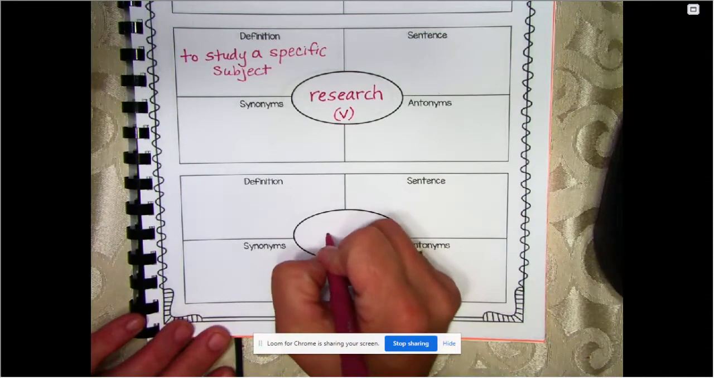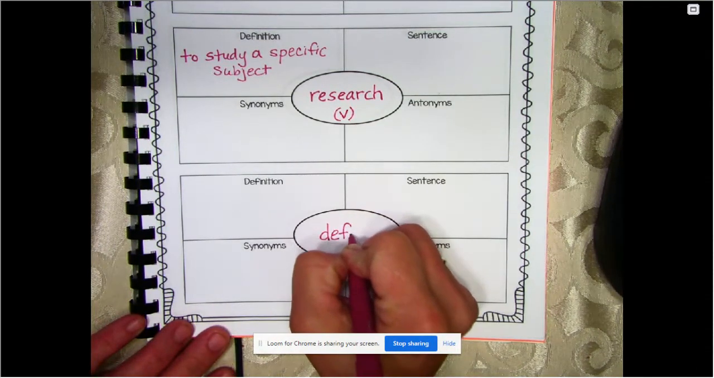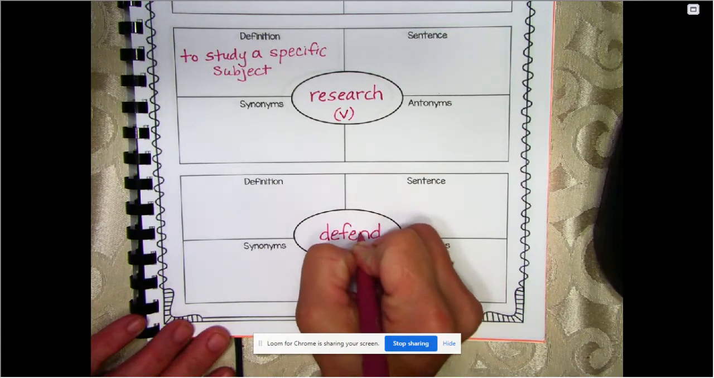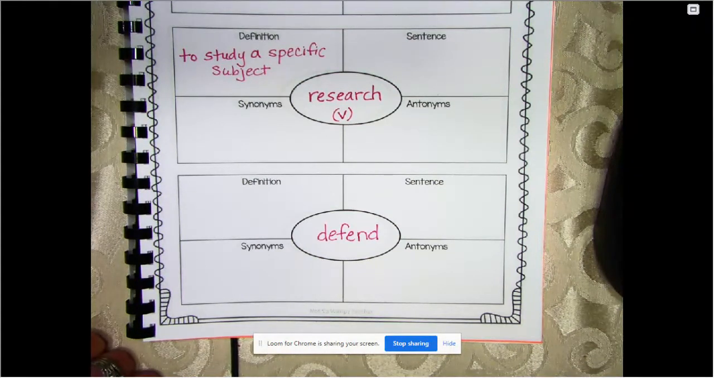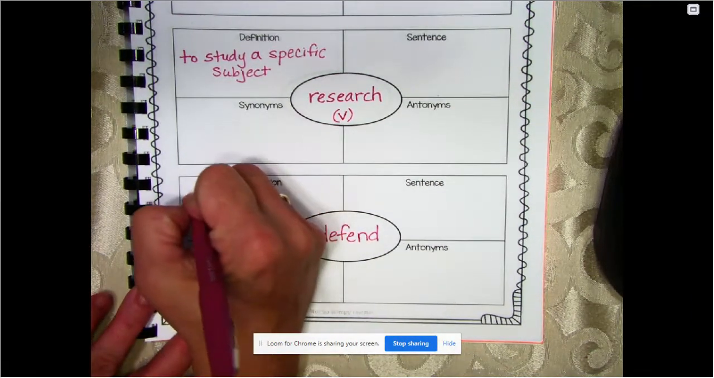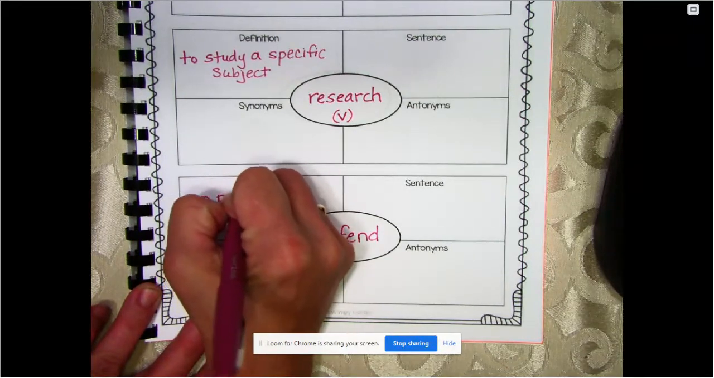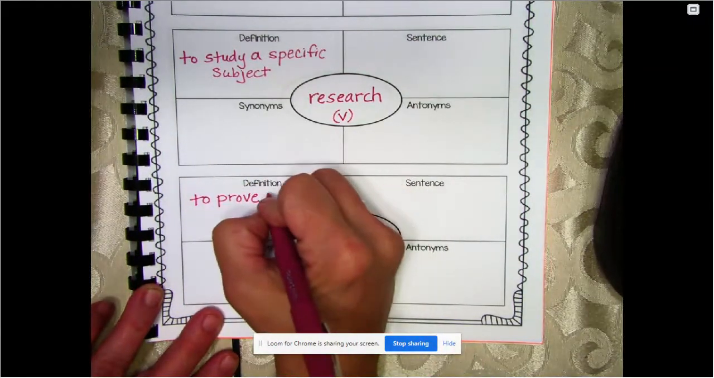Our next word is defend. Defend. So if you have to defend your side or your story about something that happened, you are going to want to prove that your story is correct. So our definition will be to prove by giving evidence.